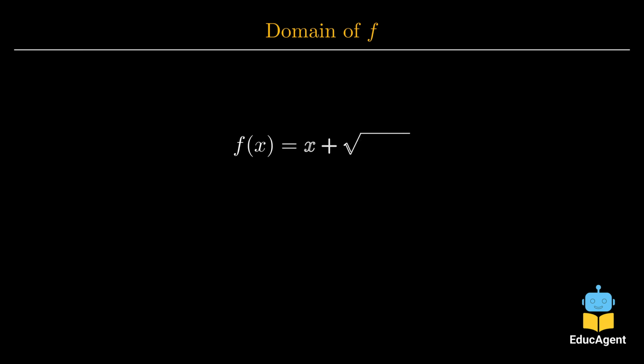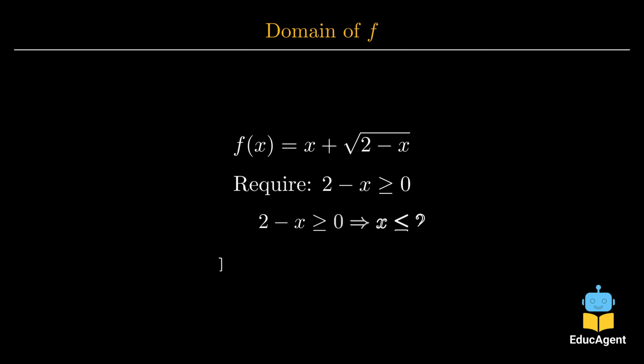Let's find where f is defined. The square root is only real when the inside is non-negative. So f accepts any real input up to and including 2.